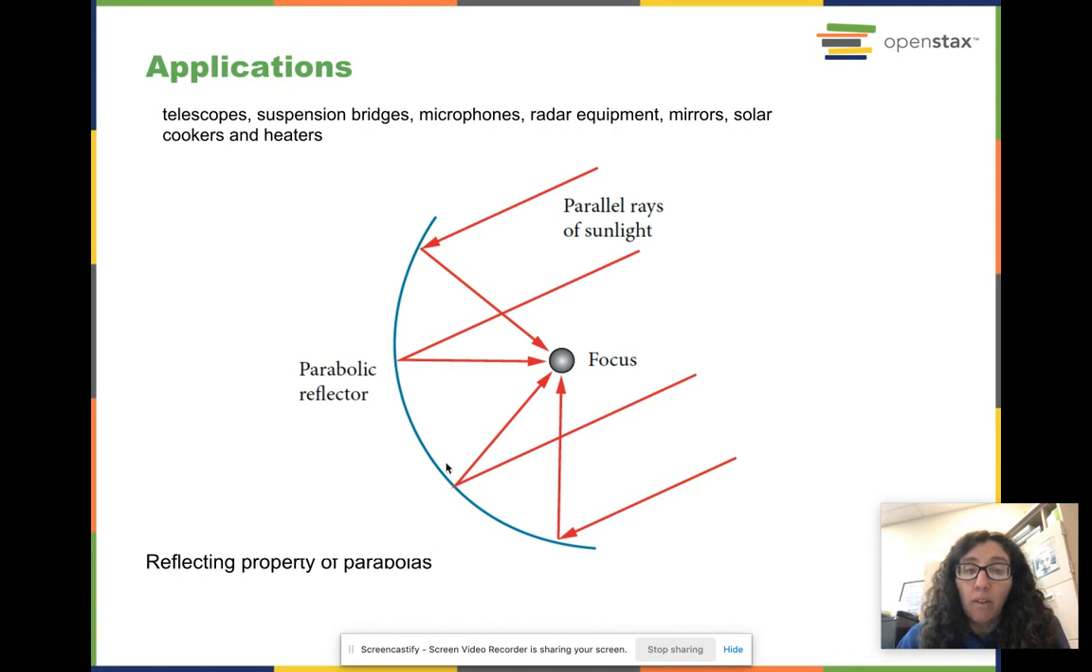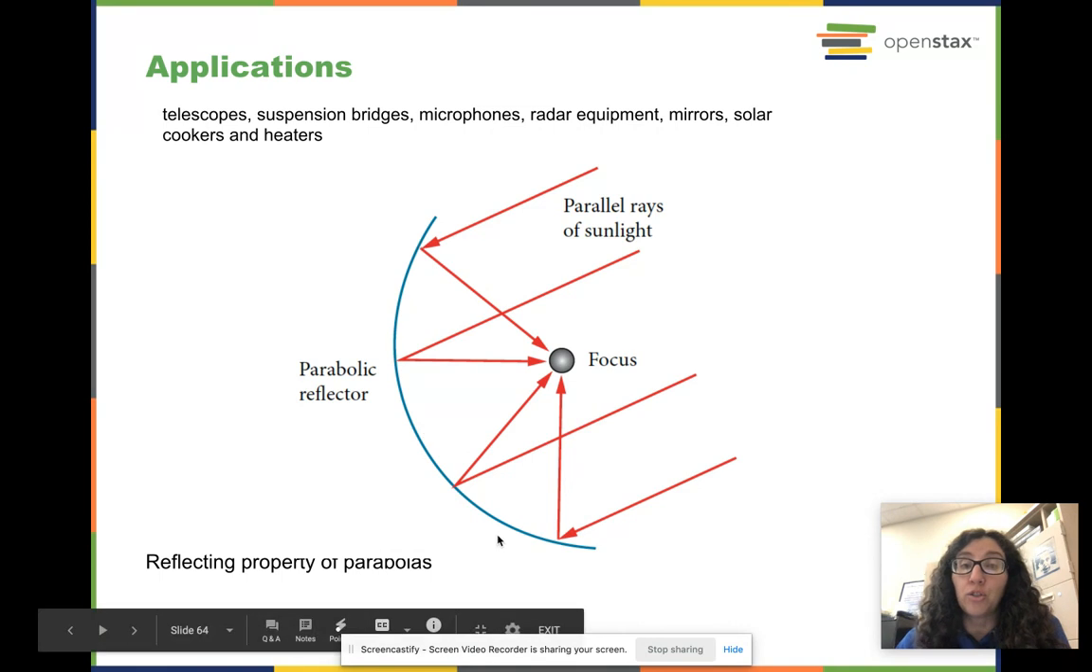If this is a parabolic reflector, anything that comes in gets bounced to the focus point. So if these are sound waves or light rays, they all get bounced to the same spot. They have really important reflecting properties. They're used in telescopes, suspension bridges. To be honest, I'm not totally sure why they're used in suspension bridges, but apparently they are. Microphones, radar equipment, mirrors, solar cookers, and heaters. Parabolic reflectors are super powerful because they focus all of the light coming in onto one point.